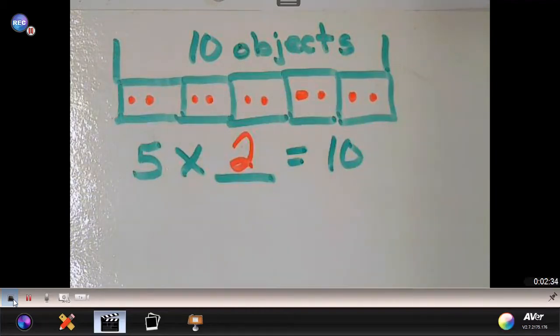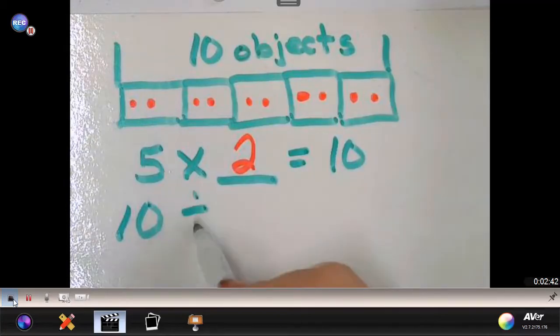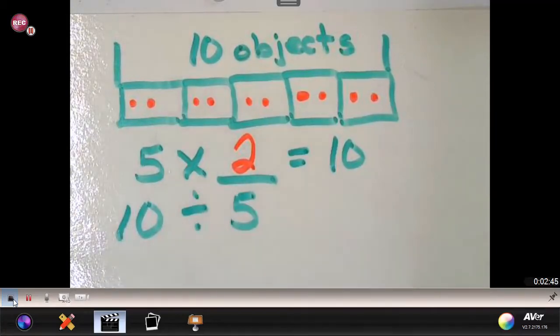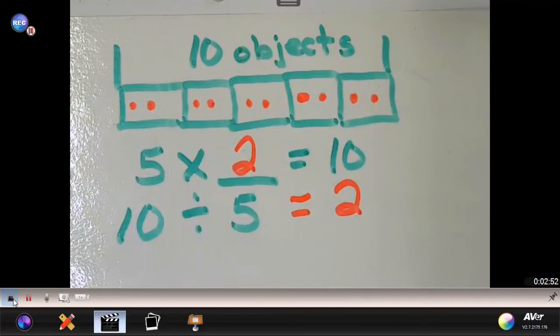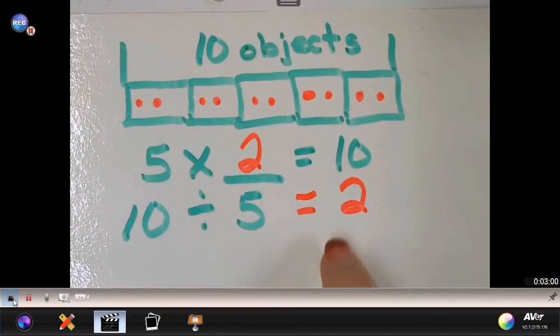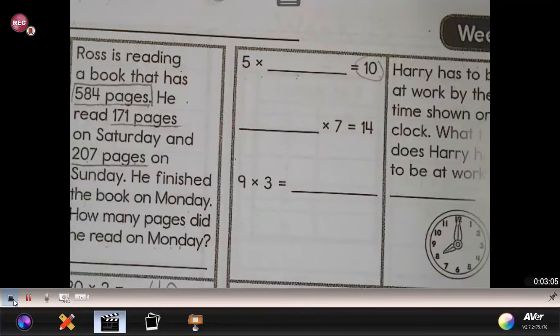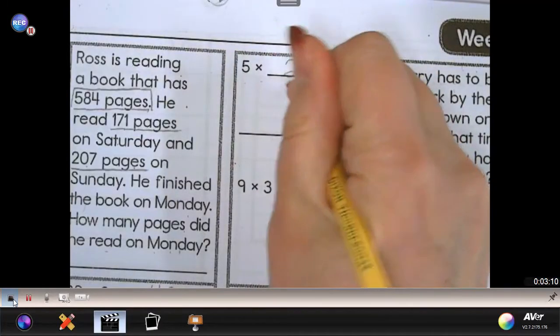Now, this is the same thing as what we've been talking about with division. We know the total number of objects. We're sharing those objects into 5 groups, and we are going to have 2 objects in each group. So basically, we're using our understanding of a missing factor as our quotient for our division fact. So now I can come back to my paper here, and I can say that I have 2 objects in each group.